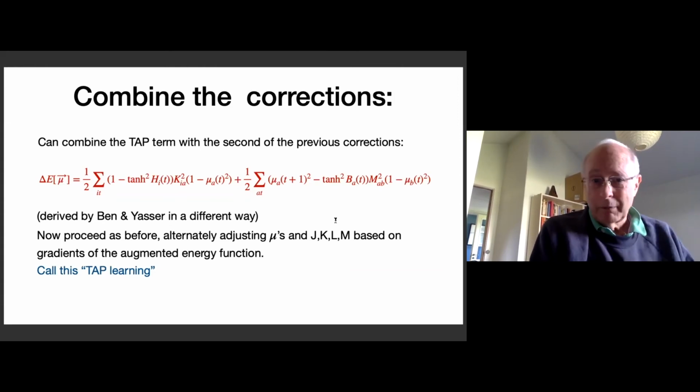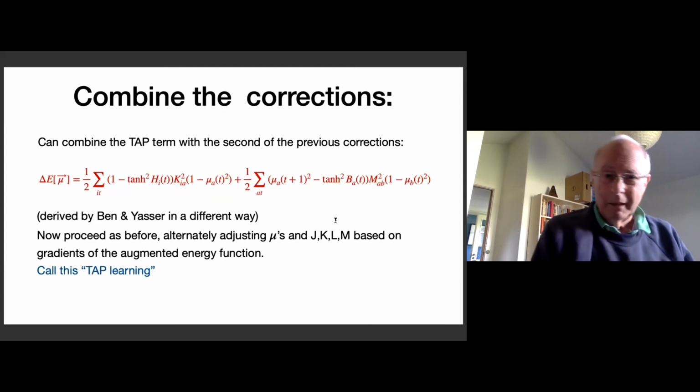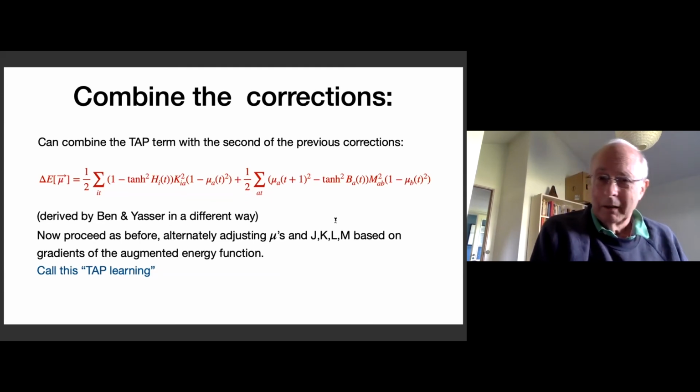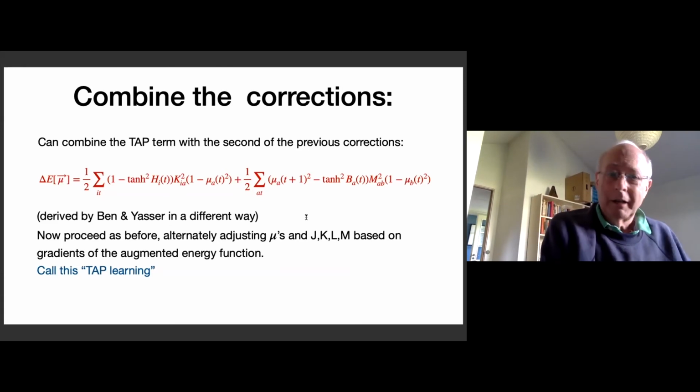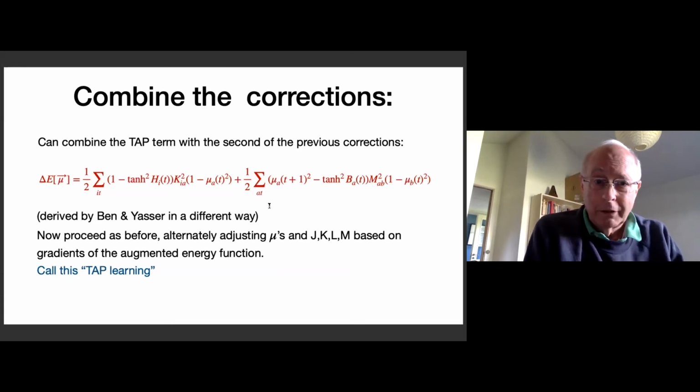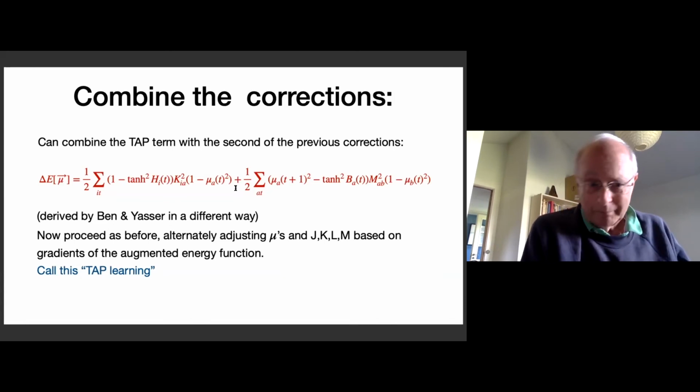Okay. Now, this was derived by Ben and Yasser in a very different way, but I just wanted to present this derivation because I thought it at least helped me see where things came from. So you just add these terms to your energy and then follow the recipe. You alternately adjust the mu's and the coupling constants based on gradients of this augmented energy function, the one with these extra terms in it. And this is what I call TAP learning.